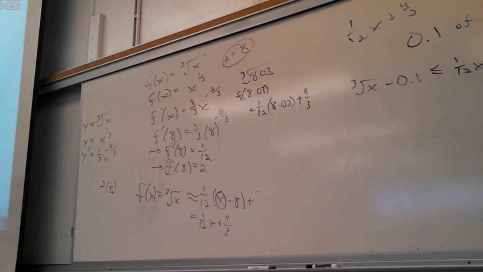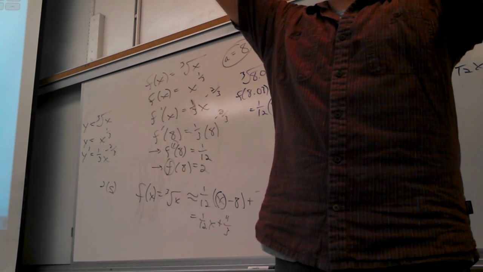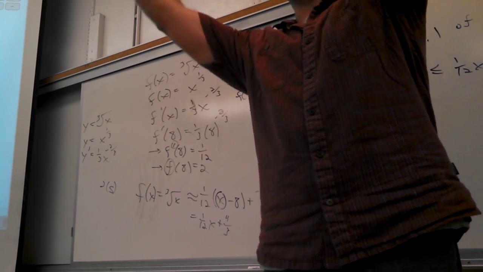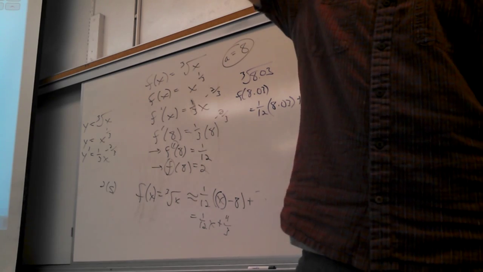Alright, so here I am close to 8. There's the linear approximation. Here comes the cube root. That's minus 0.1, and here's plus 0.1, right? So what we want to do is zoom out a little bit, and I can see where my linear approximation hits the top or the bottom. If it hits and goes through, it's going to be outside of that 0.1 tolerance.